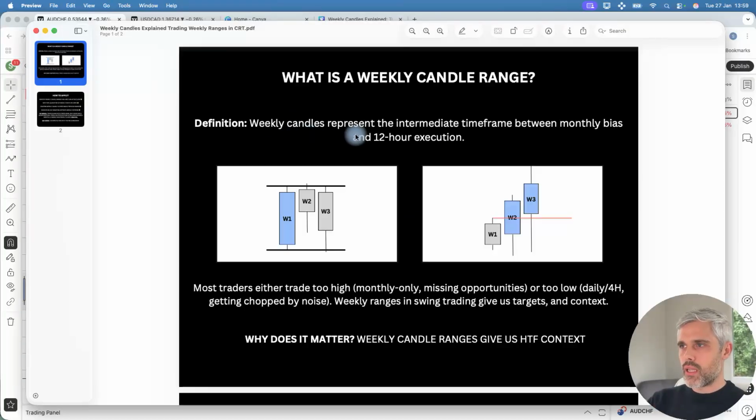Weekly candles represent the intermediate time frame between monthly bias and 12-hour execution when it comes to swing trading, especially using the way I swing trade. So I use them, one, for weekly CRTs, where we're seeing accumulation, manipulation above a weekly candle range to target the opposing end of the weekly candle.